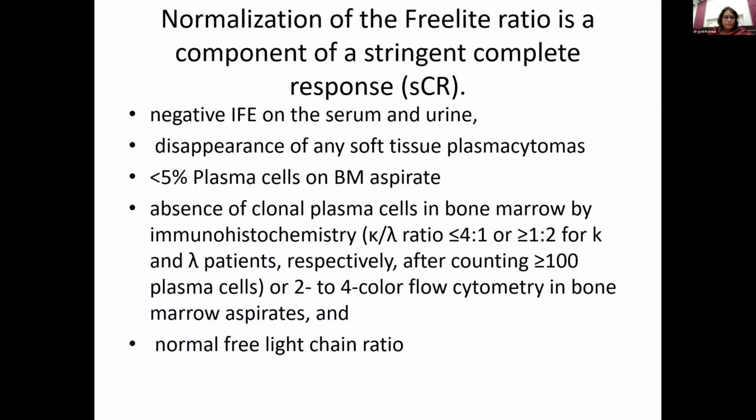Next slide. So we just come to stringent complete response, just repeating: negative IFE, disappearance of any plasmacytoma, and less than 5% plasma cells, which should not be clonal. On immunohistochemistry, your kappa lambda ratio less than 4 is to 1 or greater than 1 is to 2. Beyond that means they are clonal. So you have to look for IHC, but better than that is immunofluorescence, and better than that is doing flow cytometry. So today we have moved into the era of flow cytometry, and the free light chain should be normal.